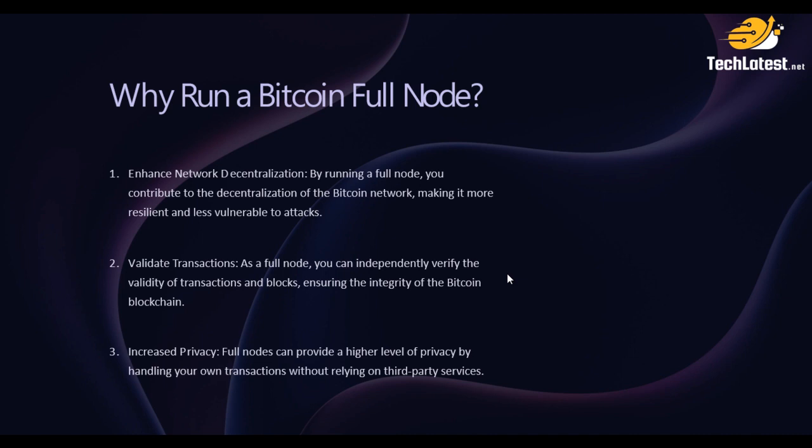Privacy is also a significant consideration. While Bitcoin transactions are pseudonymous, they are not entirely private. By running a full node, you can use features like the Tor network to obfuscate your IP address and enhance your privacy. Additionally, you can use techniques like CoinJoin to combine your transaction with others, making it harder to trace the flow of funds.